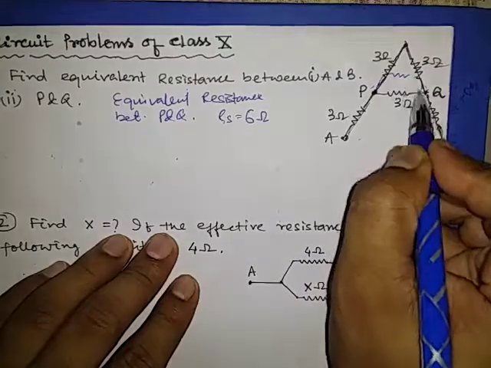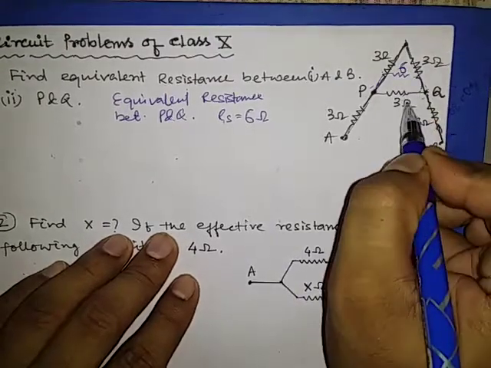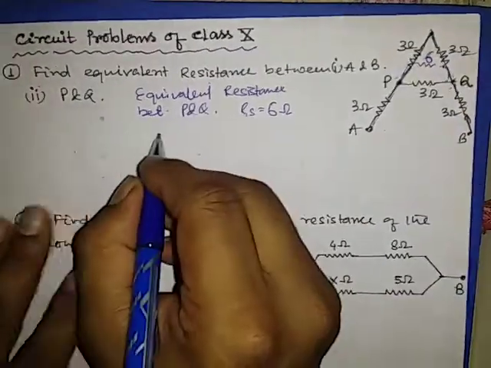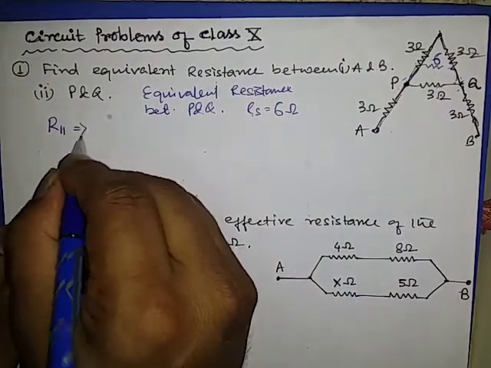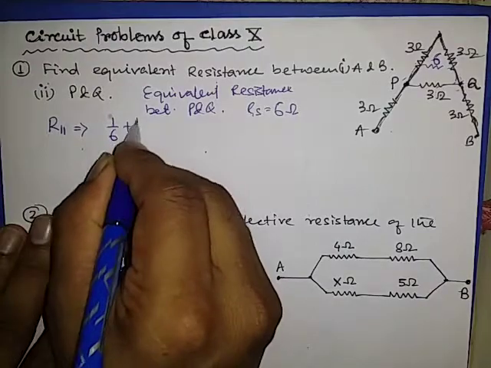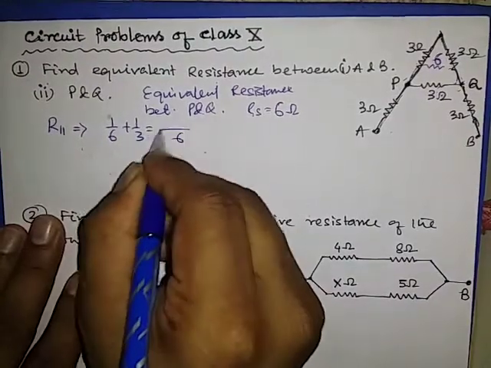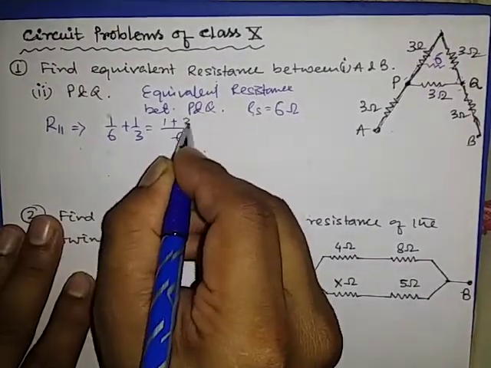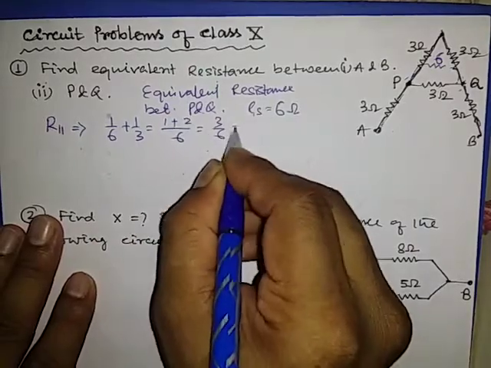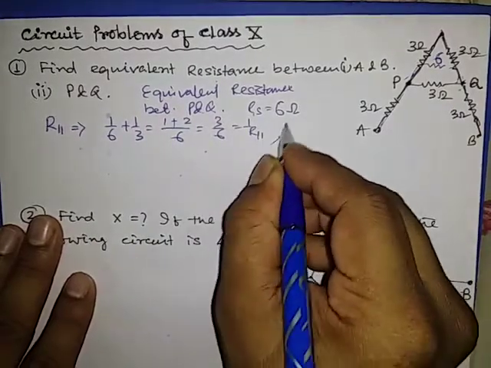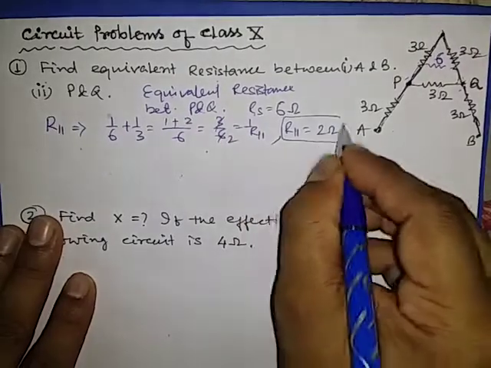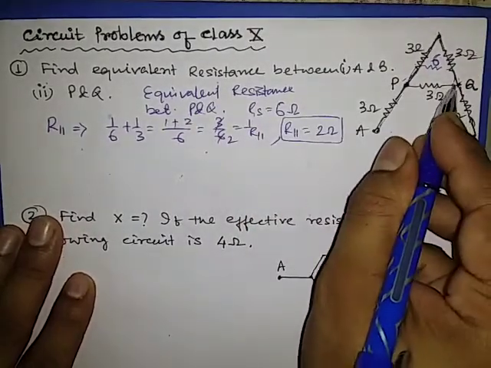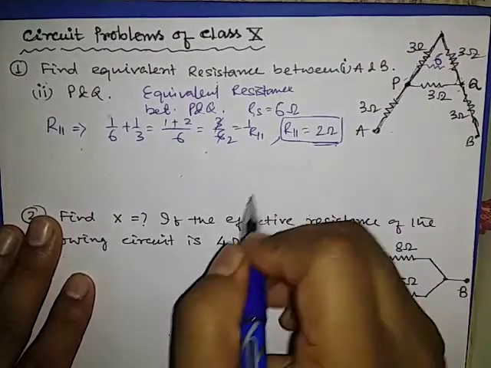So we can draw this 6 connected with 3 in parallel. So you can write R parallel is equal to how much? 1 by 6 plus 1 by 3 equals (1 plus 2) by 6, so 3 by 6 equals 1 by R parallel. So R parallel equals 2 ohm, right? So between P and Q, the answer will be 2 ohm.